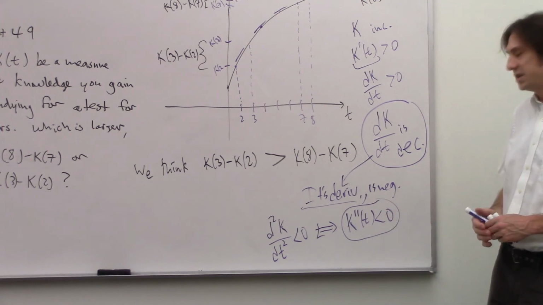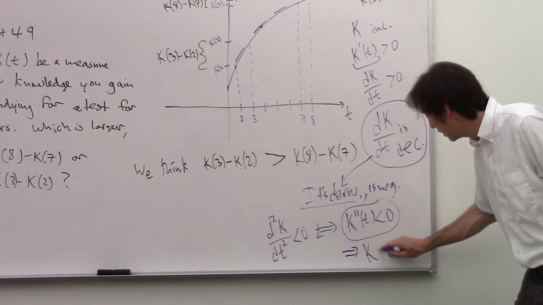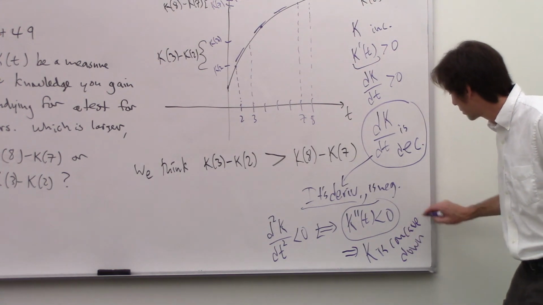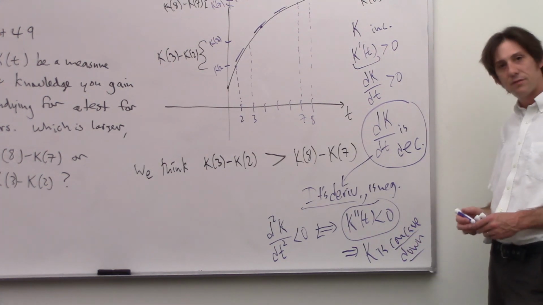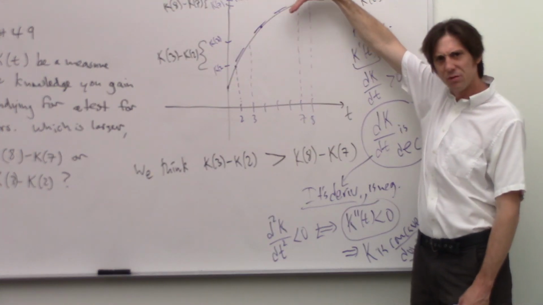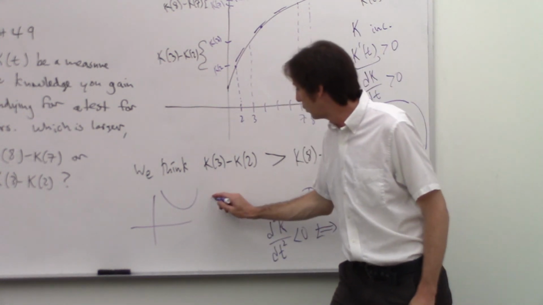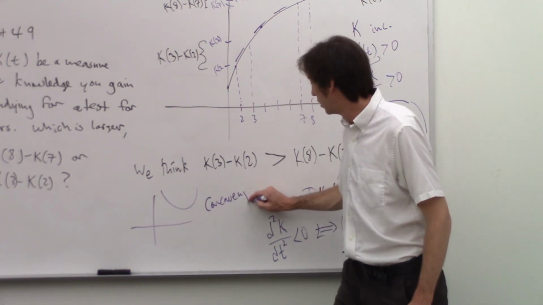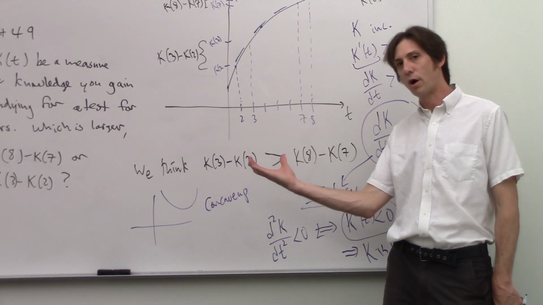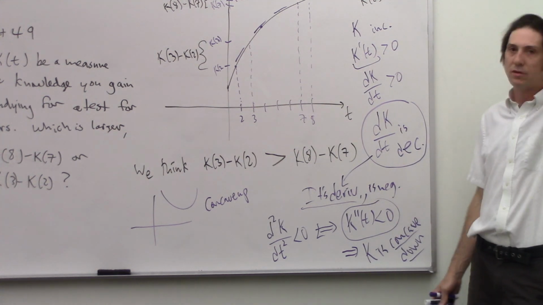When k double prime of t is negative, that tells me that the original function k is concave down. Okay, in section 2.4 you should have read about concavity. Concave down essentially means that the curve is sort of upside down. On the other hand, if your curve looks like this, that would be concave up. I think about concave up as being like a cup, so that it holds water. Again, we'll talk about concavity more as we go on.